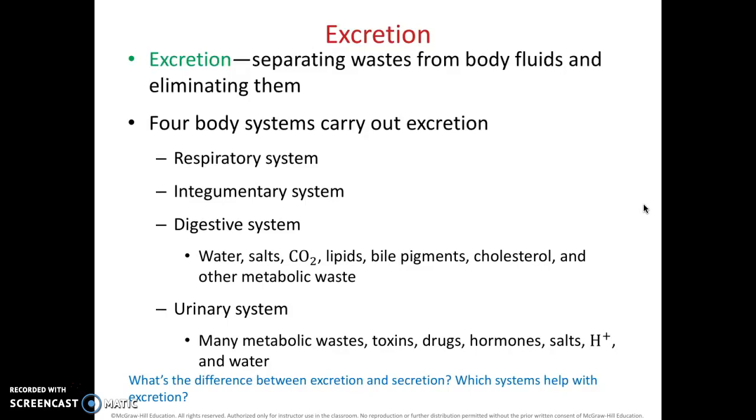So excretion is when you separate waste from the body fluids and you eliminate them. So you should know by now the difference between excretion and secretion. And there are four different body systems that carry out excretion. And these are the respiratory system, integumentary system, the digestive system, and the urinary system, which excretes metabolic wastes, toxins, drugs, hormones, salts, hydrogen, and water.